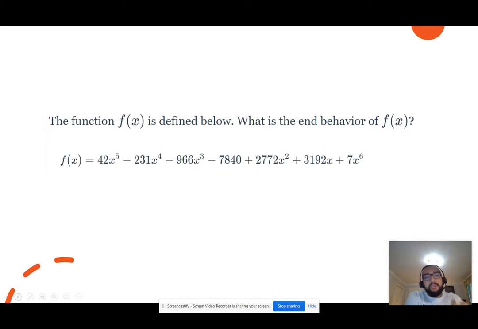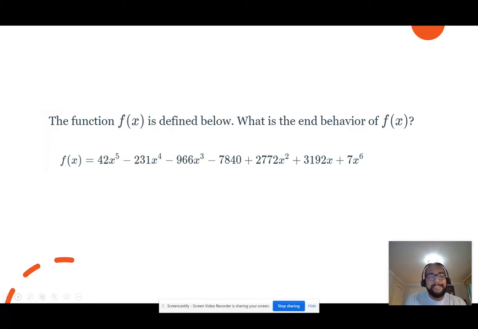Next question here, I believe this is the last one. It's a terrible equation, isn't it? I'm about to read it out loud. Ready? f of x equals 42x to the fifth minus 231x to the fourth minus 966x cubed minus 7,840 plus 2,772x squared plus 3,192x plus 7x to the 6.